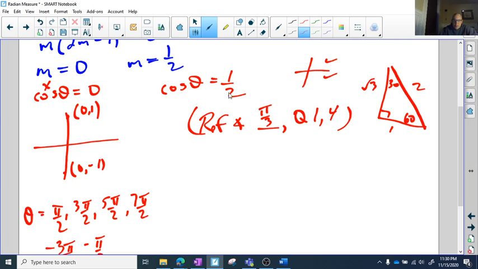However, if you didn't recognize it as a special angle and you didn't draw the triangle, you could get the decimal equivalent of this on your calculator. Make sure you're in radians. So radians, and go inverse cosine of a half. And it will give you the decimal equivalent of pi over 3, which is 1.047.